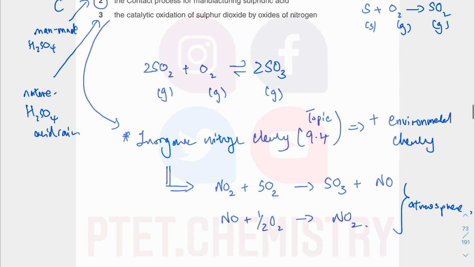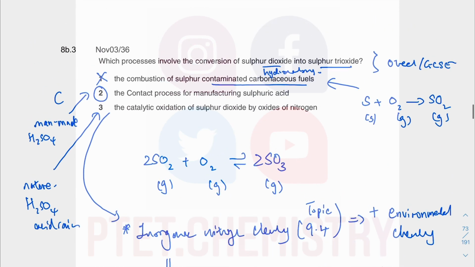That's why I said it's part of environmental chemistry, as part of the AS level inorganic nitrogen chemistry. Yeah, so indeed you do get SO2 going to SO3, and that's what I meant by catalytic there. Okay, but just by knowing that 1 is wrong, you could have gotten the answer and moved on.